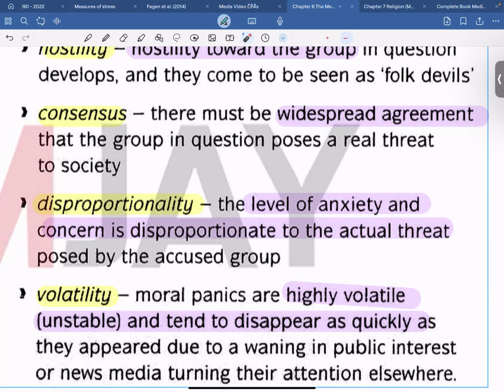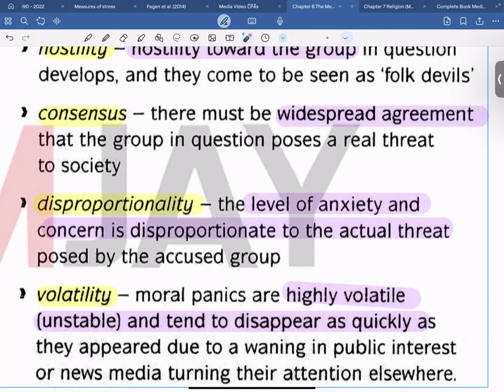The fifth point here is volatility. What does the word volatility mean here? Moral panics are highly volatile. They're unstable. They come, they go. They are very short-lived. People want to read, view and hear about things that are spicy and cause sensationalism. So moral panics are highly volatile and tend to disappear as quickly as they appeared, due to a waning in public interest or news media turning their attention elsewhere.